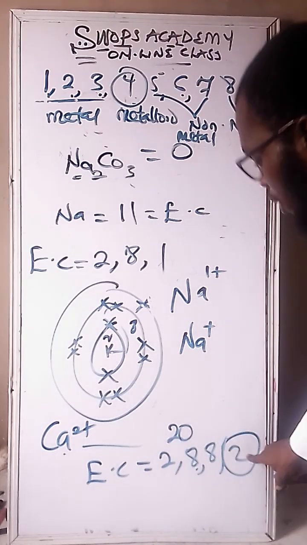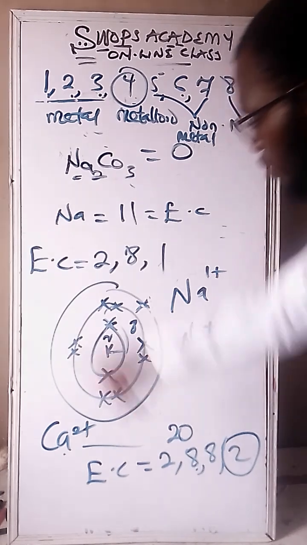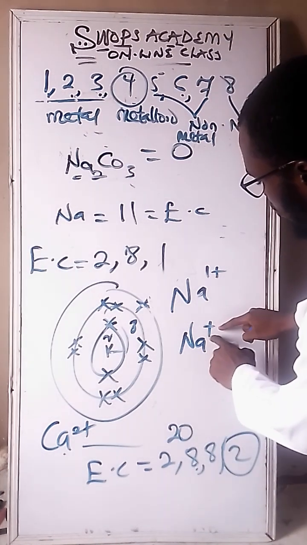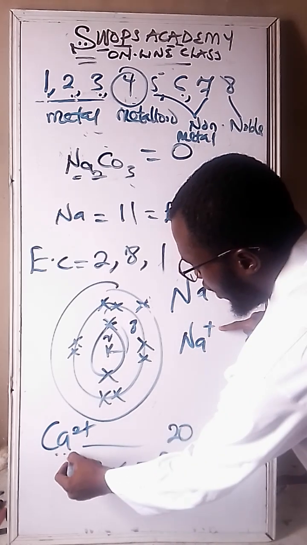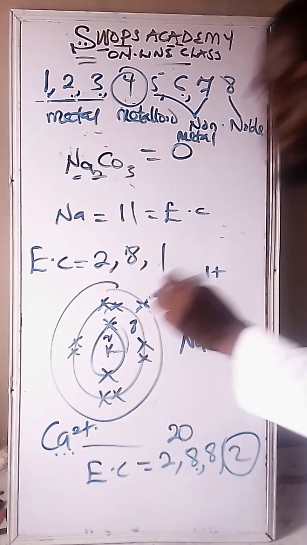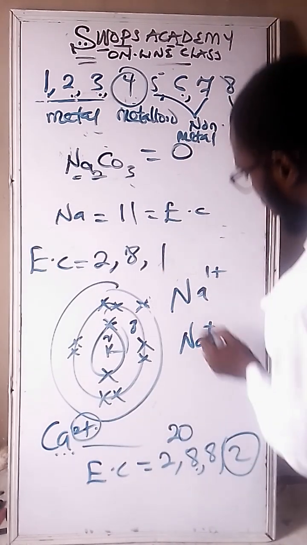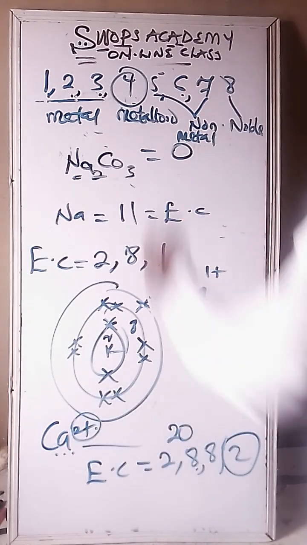The outer shell will be carrying what? 2. Isn't it? As the outer shell. That is why you see 2 fall on metal. And note that the sign will always be plus. That is why they say Ca2 plus. Are we together? Because what we need in solving this oxidation state is as a result of this charge that they have: +1, +2, and so many more.